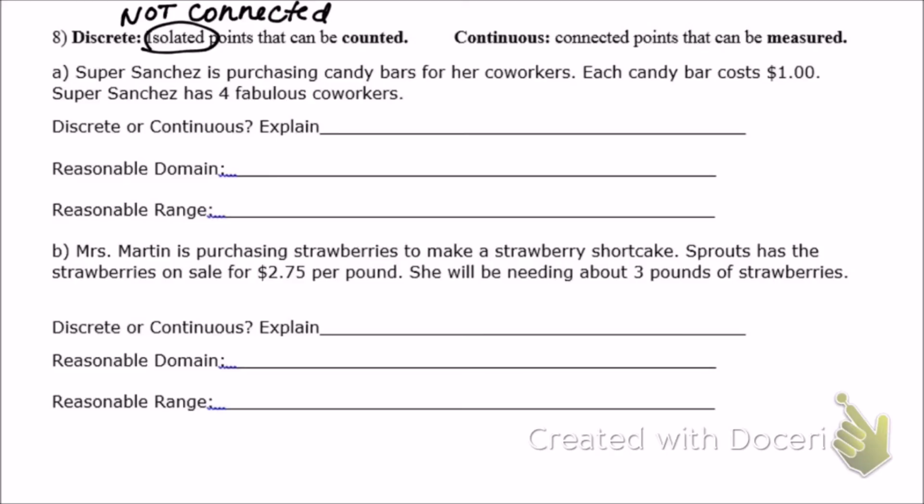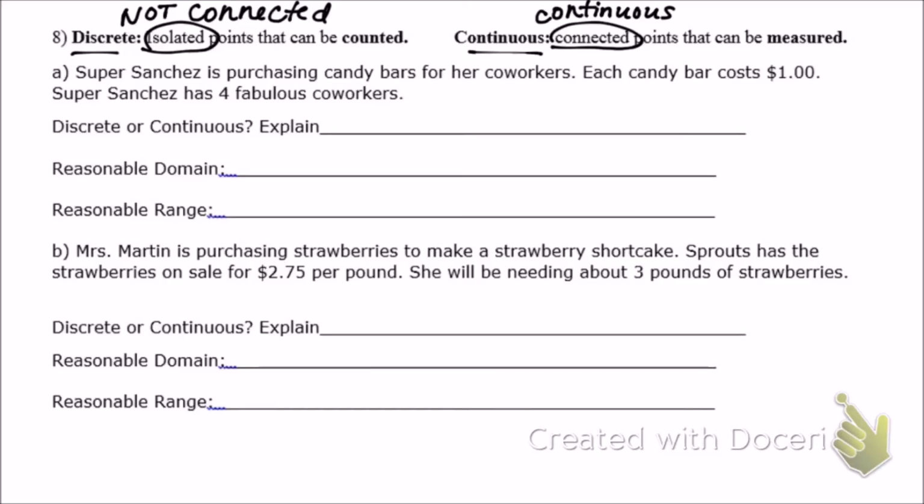Connected points are continuous, which is the opposite of not connected. So you have those definitions. It's bolded here. We also wrote it just to help us out.